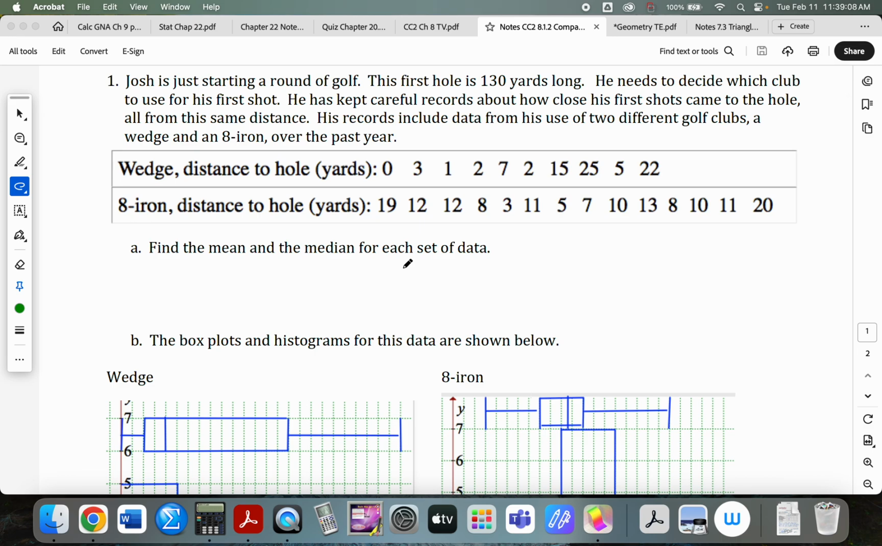His first hole is 130 yards long. He needs to decide which club to use for his first shot. He's kept careful records about how close his first shots come to the hole, all from this same distance. His records include data from his use of two different golf clubs, a wedge and an 8-iron, over the past year. So with a wedge, he gives the distance to the hole in yards.